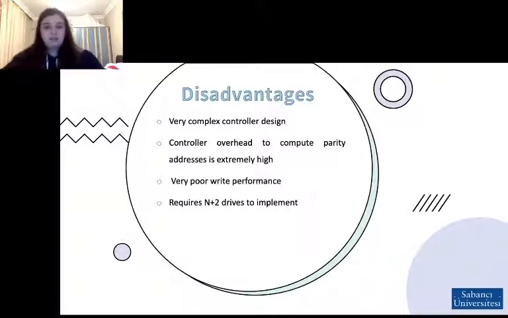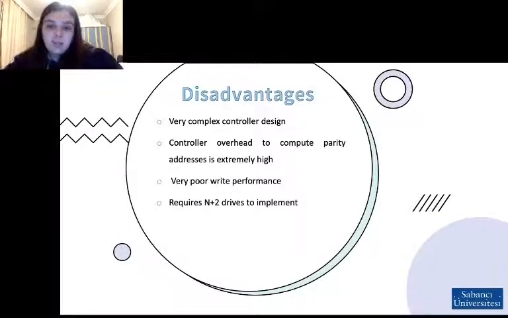Disadvantages of RAID 6. This is a complex technology. Rebuilding an array in which one drive failed can take a long time. Controller overhead to compute parity addresses is extremely high. Very poor write performance. It requires N+2 drives to implement because of the two-dimensional parity scheme.